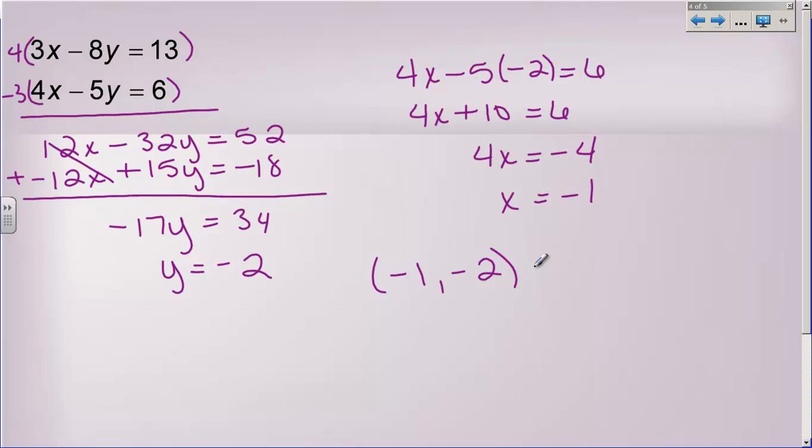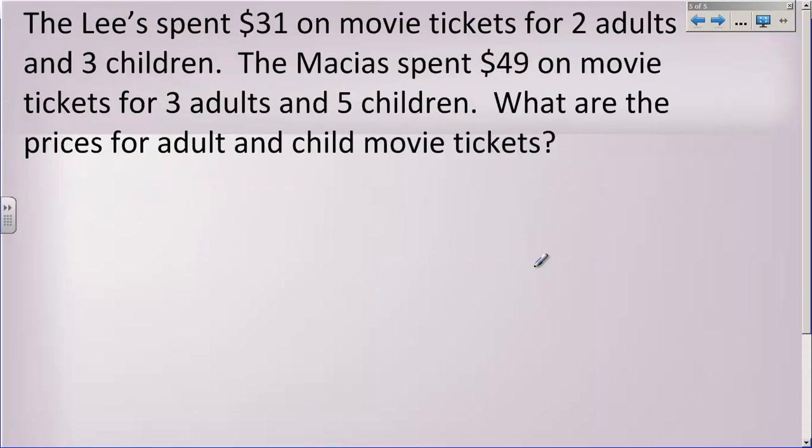Okay, one more question. This time we have a word problem. So the Lees spent $31 on movie tickets for 2 adults and 3 children. The Macias spent $49 on movie tickets for 3 adults and 5 children. What are the prices for adult and child movie tickets? So our variables, we have A for adults, and we have C for children.